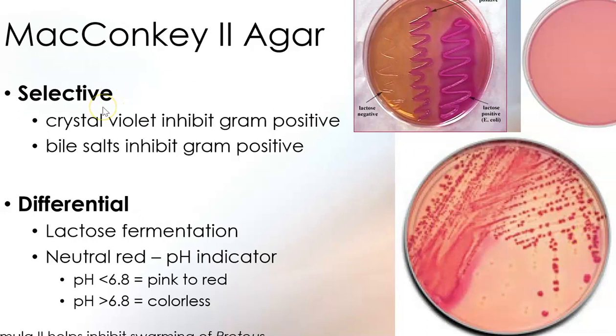Okay. So that's what makes this selective, but then we also have that differential piece. And the differentiation for MacConkey is lactose fermenting. So we're looking for the lactose fermentation, and of course we're looking for a color change again. This, of course, is going to use that neutral red as the pH indicator. And if the pH drops below 6.8 into that acidic range, then you're going to get pink to red colonies.